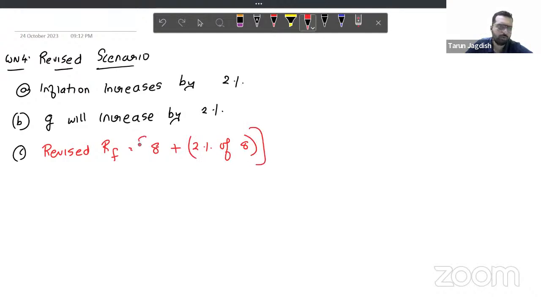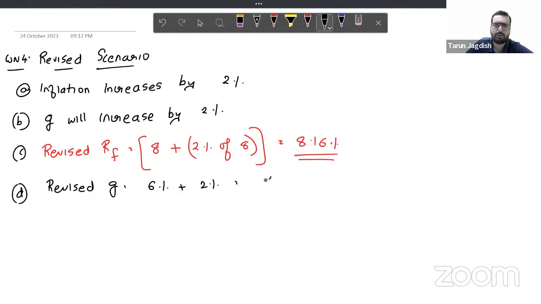Can you do this and tell me what is the answer that you get over here? Do you get the answer as 8.16 percentage? That is point number one, what they have done. All right. Second thing, they have talked about growth. How much will be the revised growth now? Earlier, the growth was 6%, correct? Now, absolute terms plus 2 means it will turn out to be how much? 8 percentage. That part is clear.